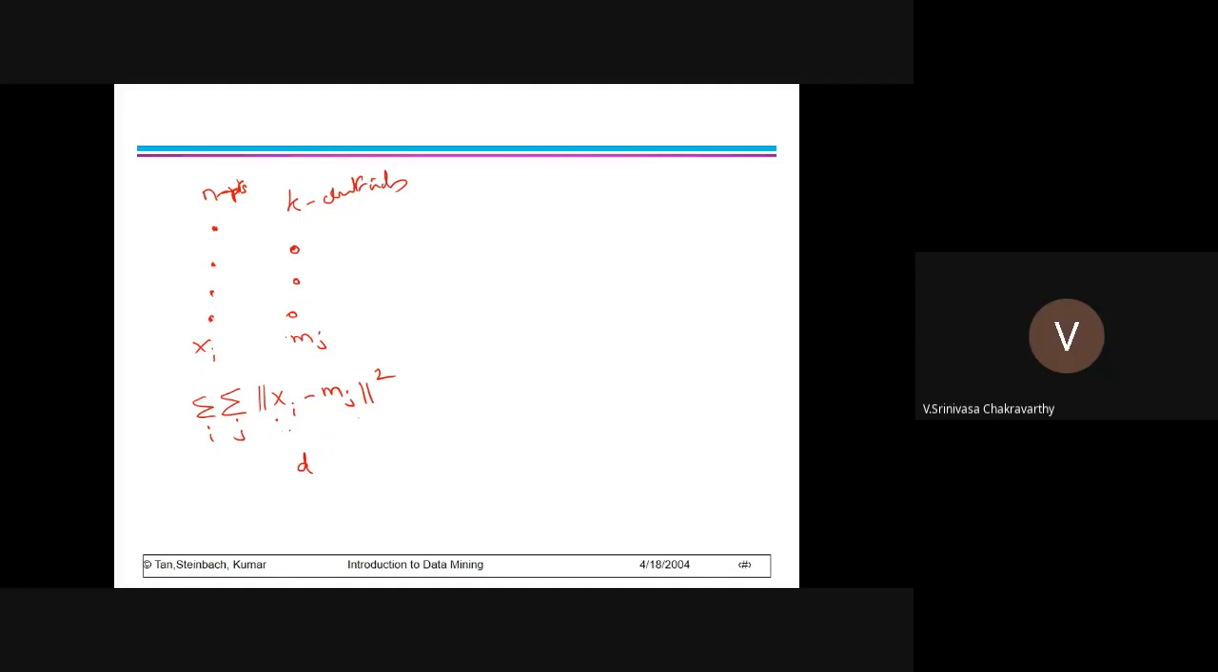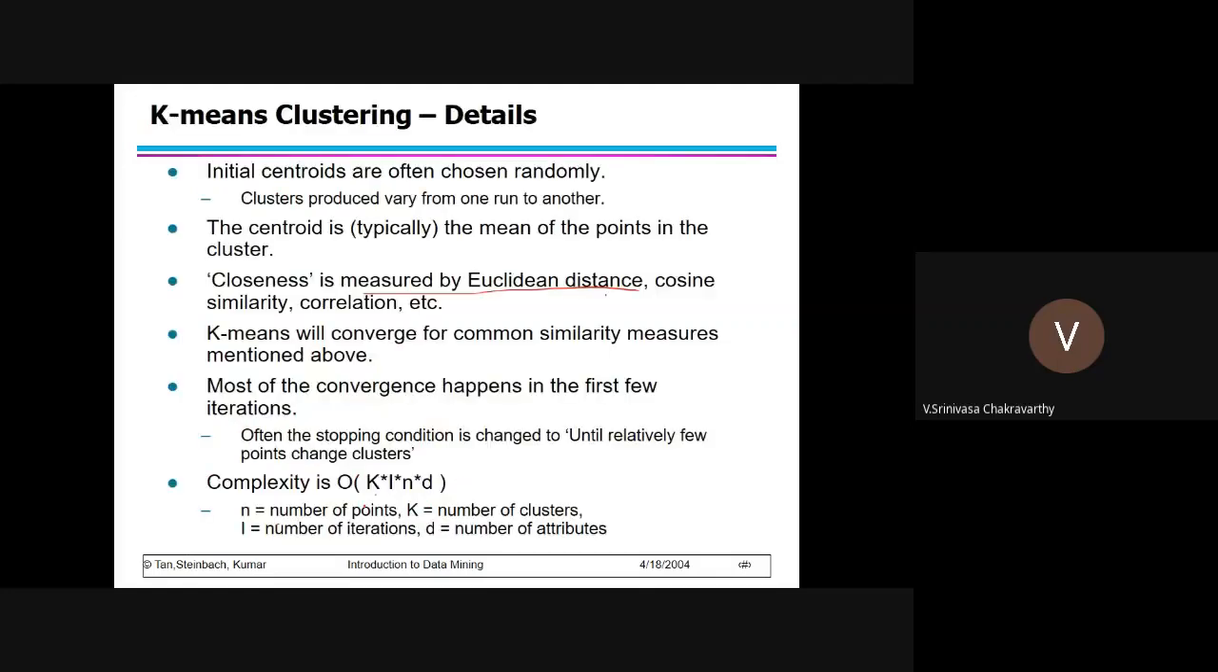Now you do those d computations for each of the data points and each of the k centroids. So you'll end up with d times n times k. Now this computation you have to do over and over for i iterations. So that is d times n times k times i. That is how that gives you the complexity of this process.